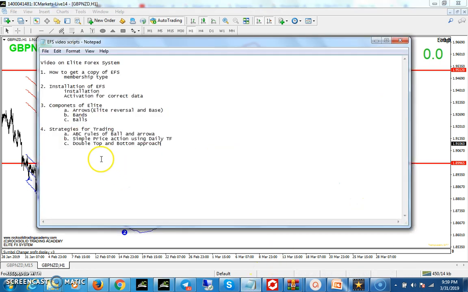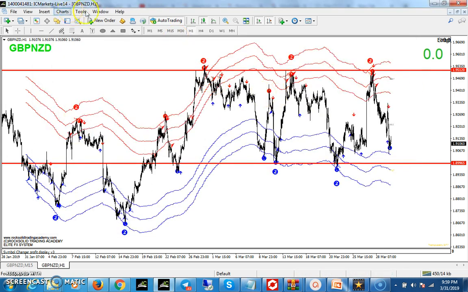You can also do a double bottom, double top approach. It's also a support and resistance strategy. Look at this double top, you can take this. Double bottom, look at this, you can take this. Very easy system, as simple as that. And then there are different strategies you could use to trade this system. I'll be exposing these strategies one after the other in different videos. Thank you very much.